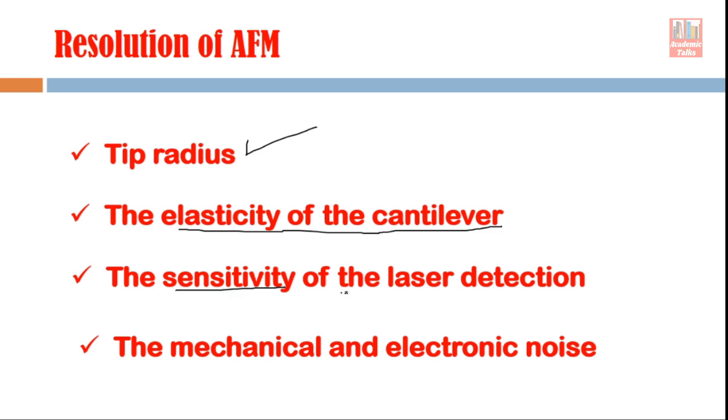The third important factor is the sensitivity of the laser detection. The laser detection system should be as sensitive as possible. For example, on the detection side, we look at the smallest change in the vertical position of the light which is falling on the detector. If the sensor is able to detect that smallest change, that's better. It means the smallest variations present on the sample surface can be recorded more easily if the optical detection system is very sensitive. And the more important thing is the mechanical and electronic noise.